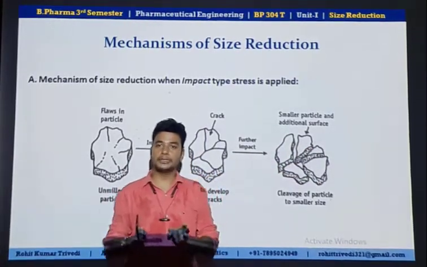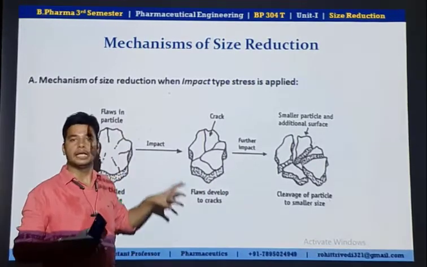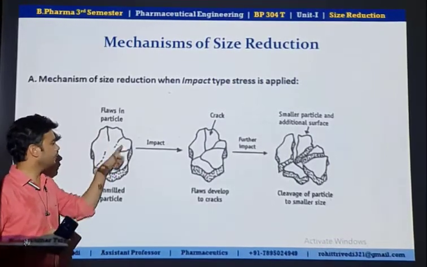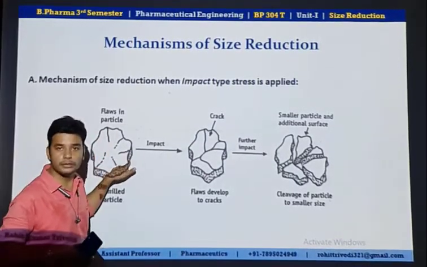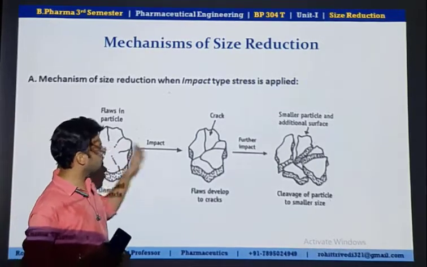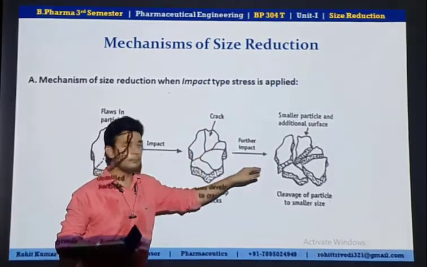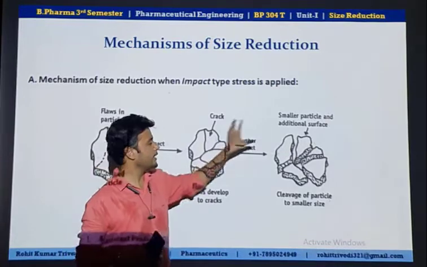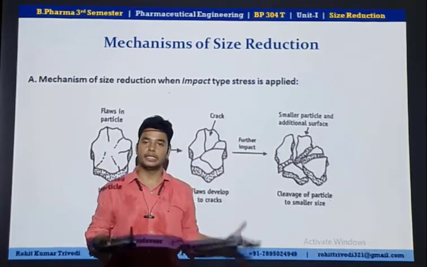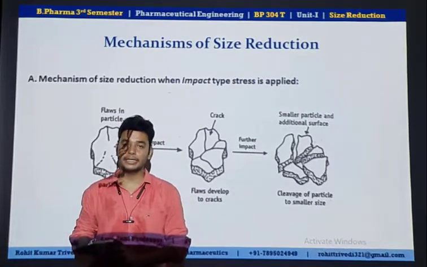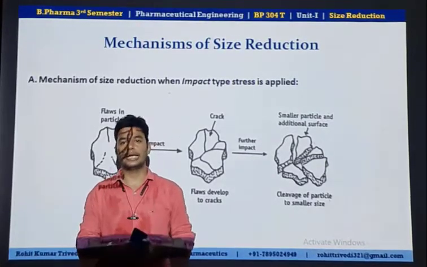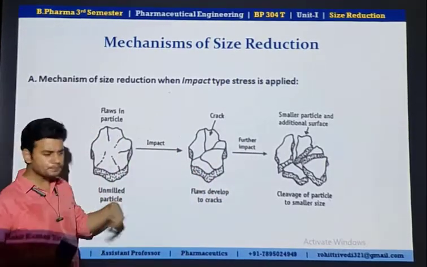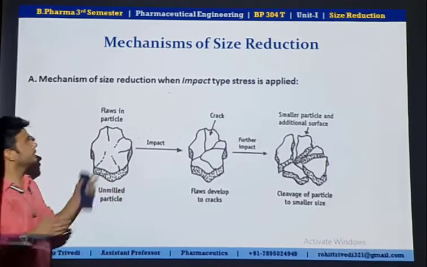So the very first mechanism is impact. In impact, the particles have a few flaws. In this structure you can observe these minute lines, which are called flaws. When you apply impact on this particle, these small flaws are converted into cracks, and further impact breaks the particle down from all these cracks, and we get several smaller size particles, broken down from those cracks only. This is the very first mechanism, and it is very easy. It is not that complicated or difficult. This is impact.